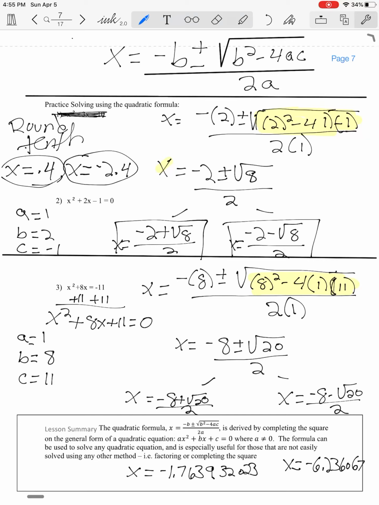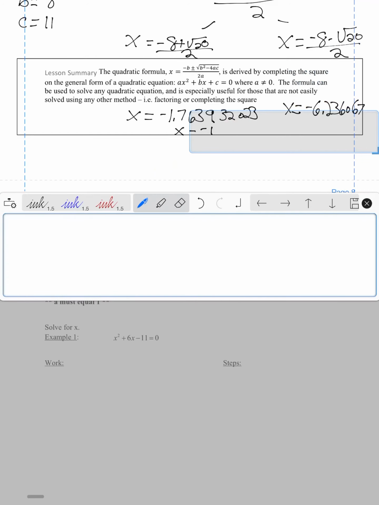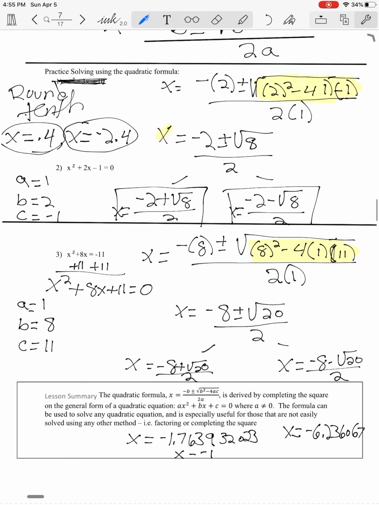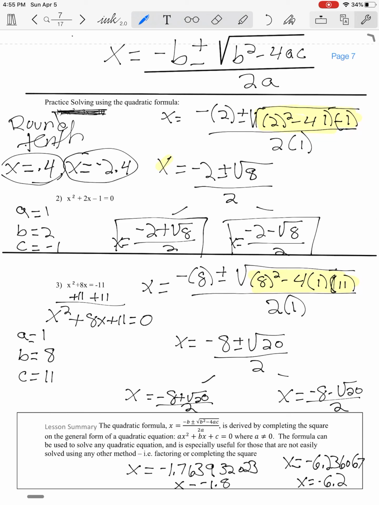Nope, so you're good. Now, if they wanted me to round that to the nearest tenth, this would be negative 1.8, and this would be negative 6.2. Either way. So there's the answer now. Please message me with any questions you might have.